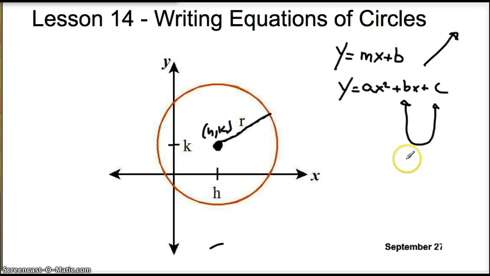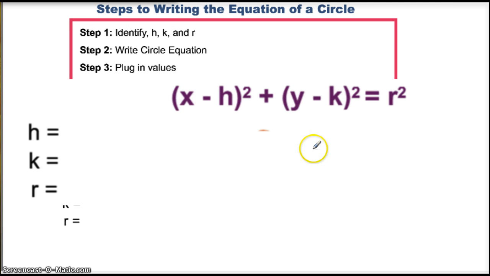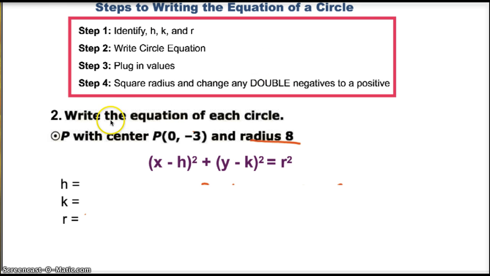All right, let's take a look at another example, okay? Let's take a look at another example. We want to write the equation of a circle, we'll call it circle P, with a center of 0, -3, and a radius of 8. Well, we just have to identify h, k, and r. That's our first step. Now remember, this right here is our h, because our coordinate goes like this. Our center is always h, k. So our h value is 0. Our k value is -3. And our radius is 8.